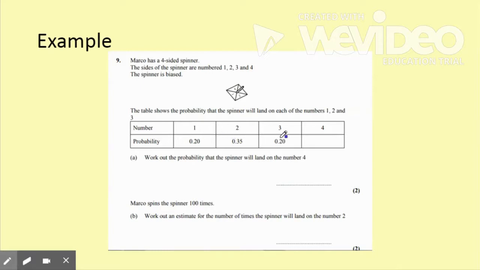So I can add the 3 that I've got and then take that away from 1 to give me the probability of 4. So I'm going to do 0.2 plus 0.35 plus another 0.2, which is going to give me 0.75. And then I'm going to do 1 take away 0.75, which is going to give me 0.25. So the chance of landing on a 4 is 0.25.